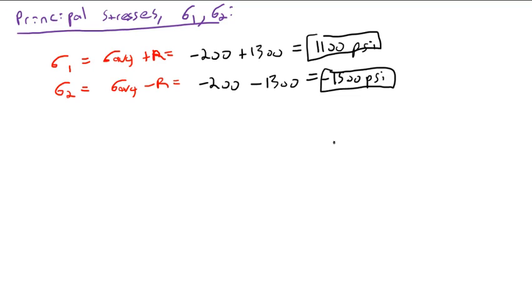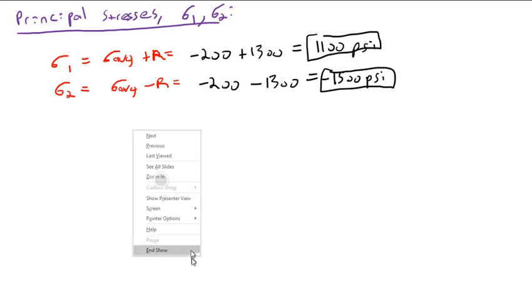Although we could start talking about what we mean by maximum and minimum. If we were talking about absolute value, this would be the maximum and this would be the minimum. If we're talking about positive, negative, this would be the maximum and this would be the minimum. But that's just some mathematical parlance.